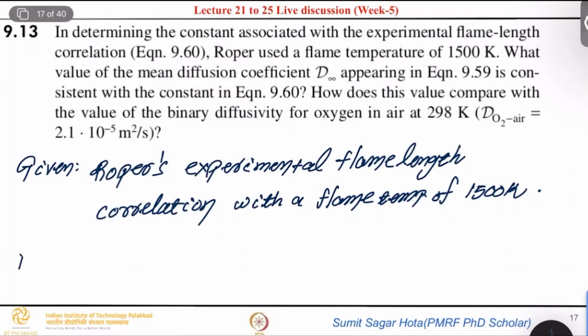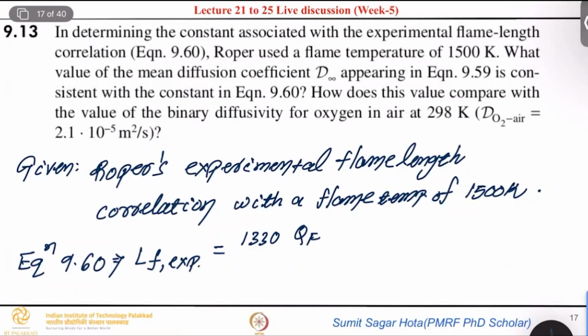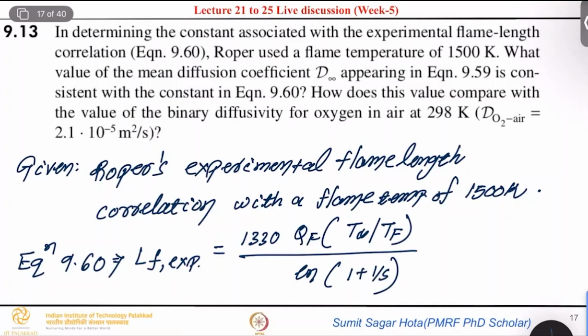Now let's see what equation 9.60 is. Flame length experimental is equal to 1330 UF into T infinity by T F divided by ln of 1 plus 1 by S.